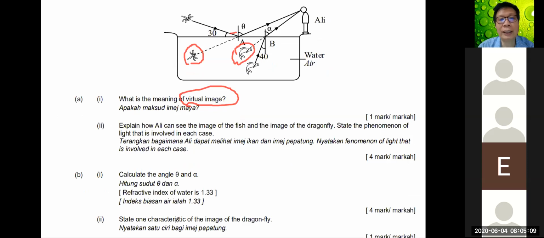Okay, say one characteristic of the image. This is a characteristic of the image of the dragonfly. One characteristic of the image of the dragonfly. There are so many characteristics you can talk about. You say virtual, this is a virtual image, right? So on. Okay, now let's check the answer.